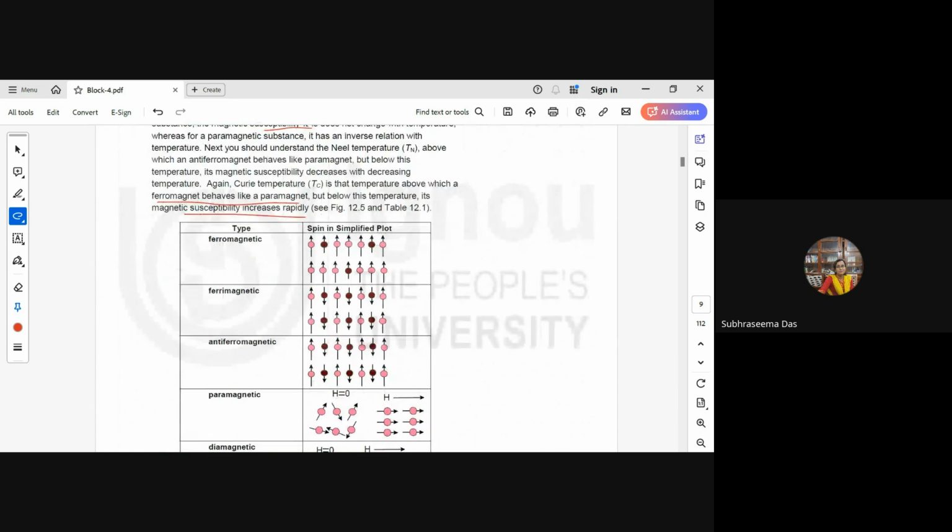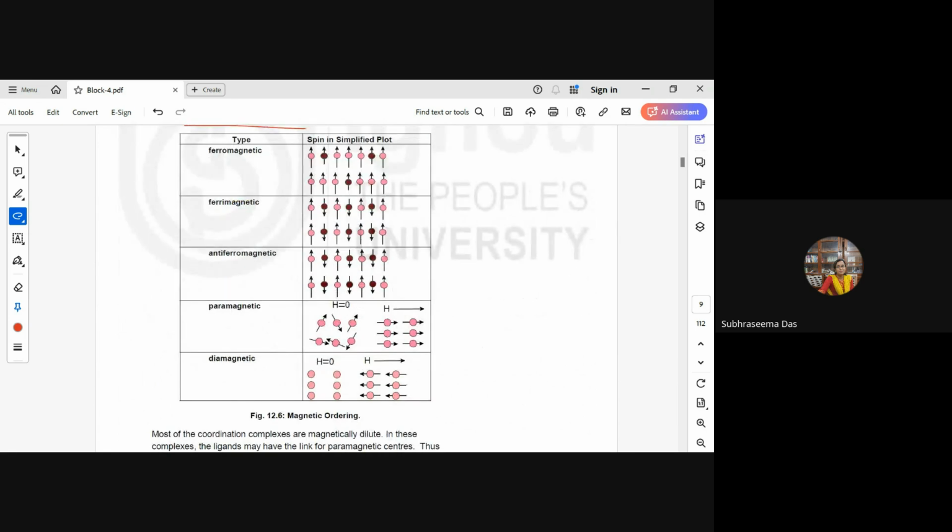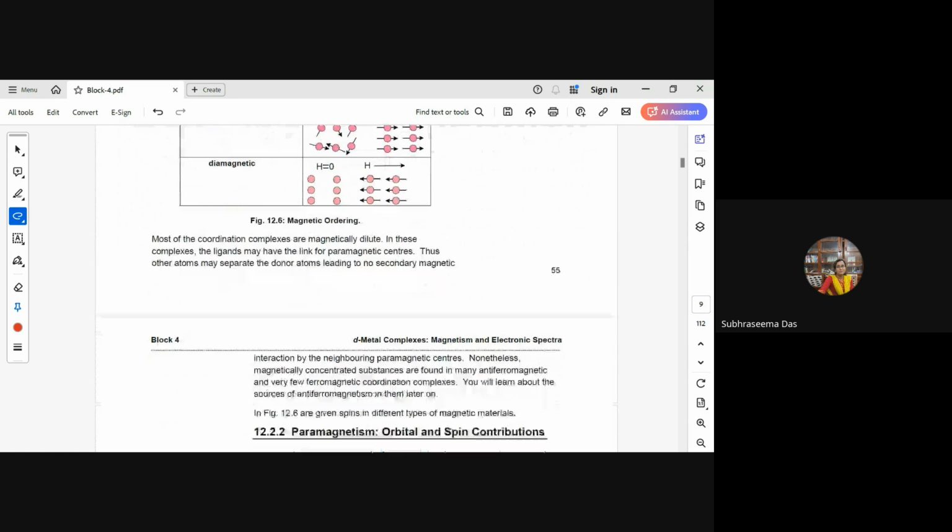Now in figure 12.6, a simplified plot of the types of magnetic bodies and their ordering has been shown. Most of the coordination complexes that we come across are magnetically dilute in nature. That means the secondary interactions occurring between the magnetic centers are dilute, because the centers are away from each other.